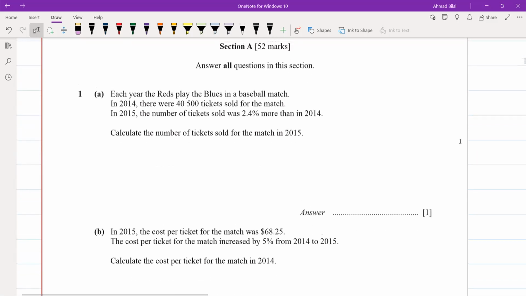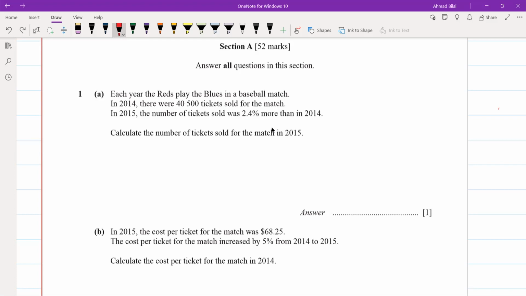Question number 1. Each year, the Reds play the Blues in a baseball match. So these are two teams that are playing, Reds and Blues. In 2014, there were 40,500 tickets sold for the match. And in 2015, the number of tickets sold was 2.4% more than that in 2014. Calculate the number of tickets sold for the match in 2015.